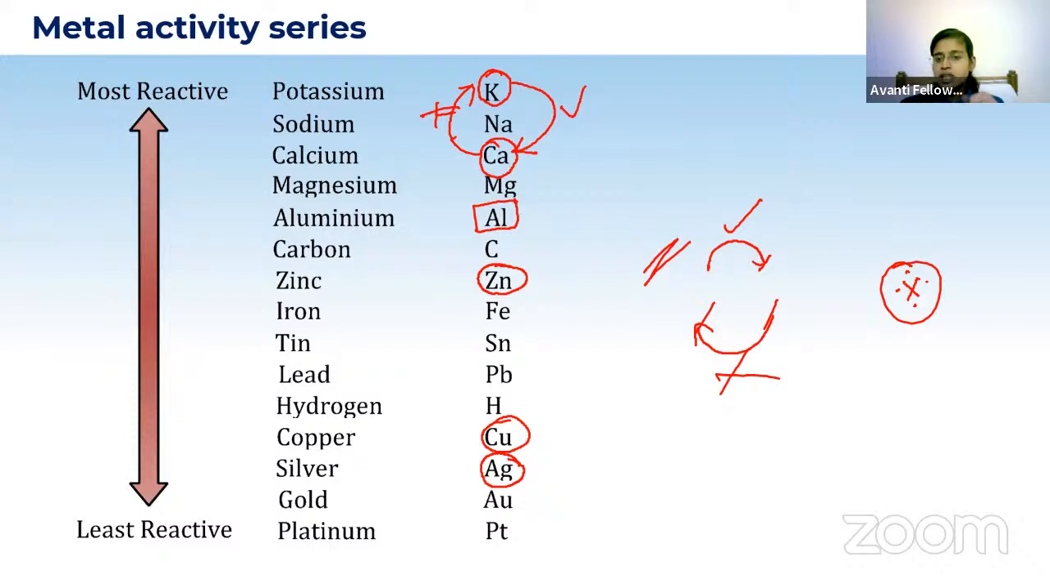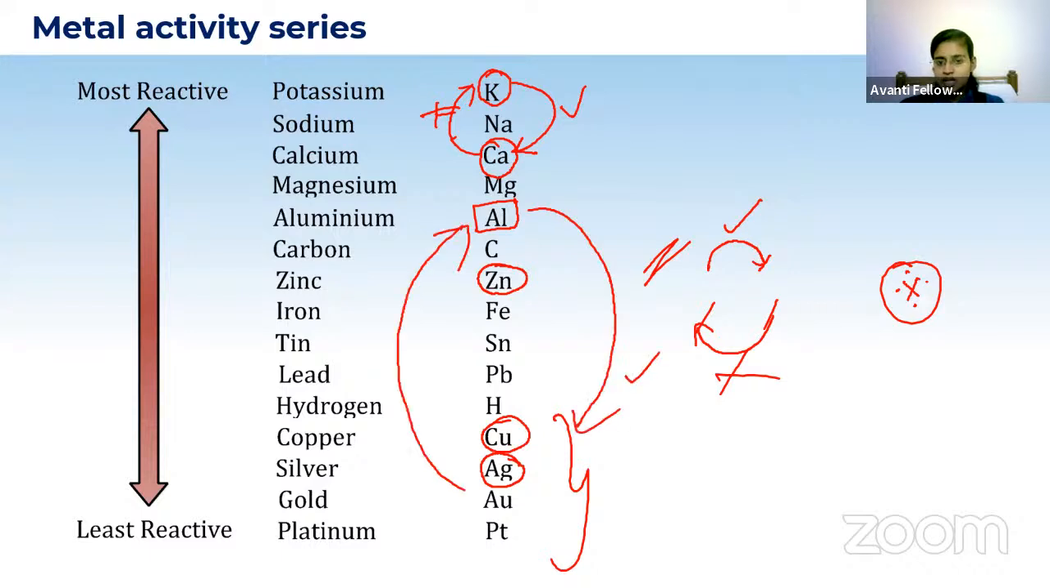Since aluminium is more reactive than chromium, and chromium is a D block metal, it will come here. All D block metals will come in the least reactive part. So chromium is least reactive and aluminium is more reactive. That's why aluminium can displace chromium, but chromium cannot displace aluminium. Such series are called metal activity series.